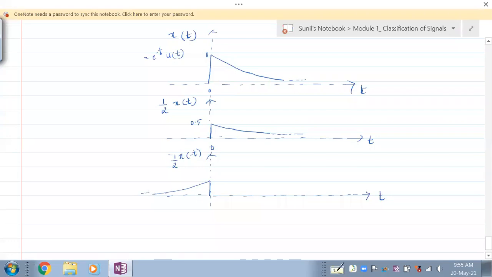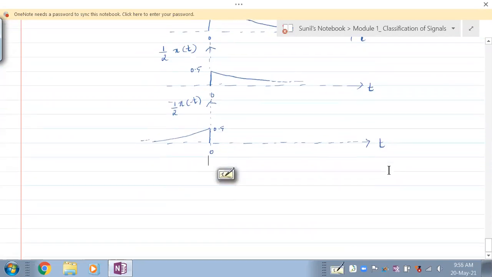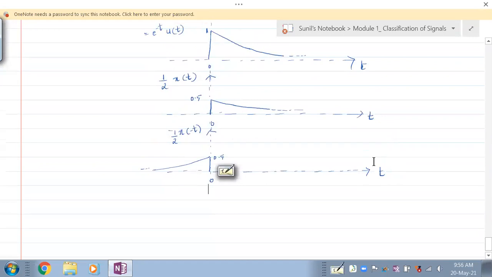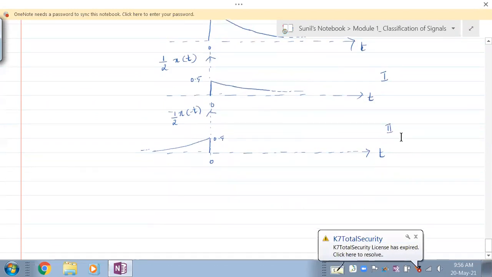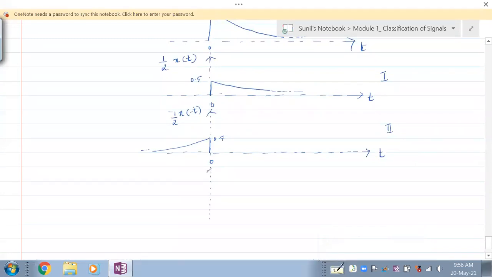Get this point? So this is half x of minus t, and this is also 0.5 only. This extends from minus infinity to 0 now, the reflection. Okay, so if we take this as our first signal and this as our second signal, then what is x e1 of t? Can you tell me now, anybody? So how can we obtain x e1 of t? Therefore, x e1 of t is, everybody see here.